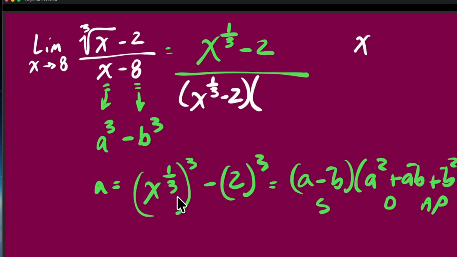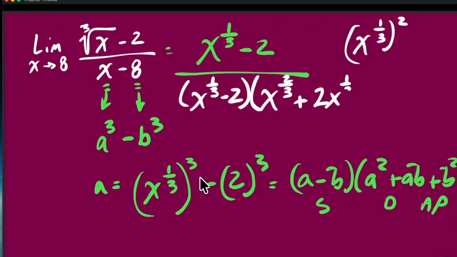Okay, let's do that on the side here. x to the 1/3 raised to the second power. That's the power rule, so we're going to get x to the 2/3. Then we're going to add these two multiplied by each other. We're going to get 2x to the 1/3. And finally, we're going to add 2 to the second power, otherwise known as 4.